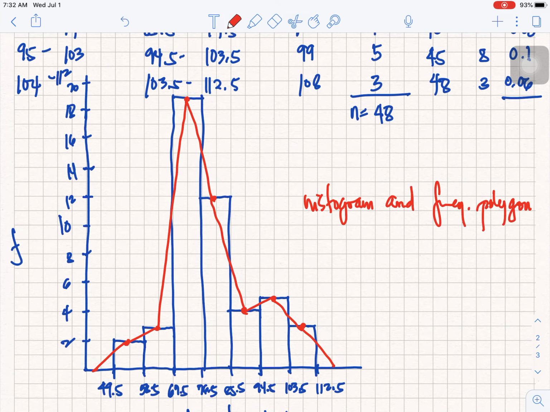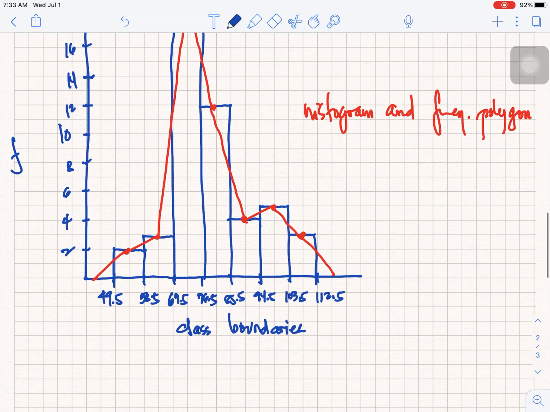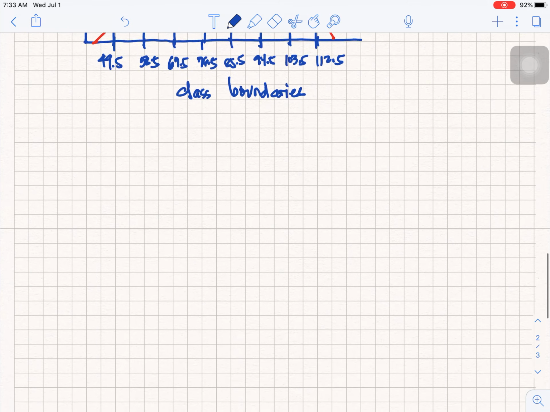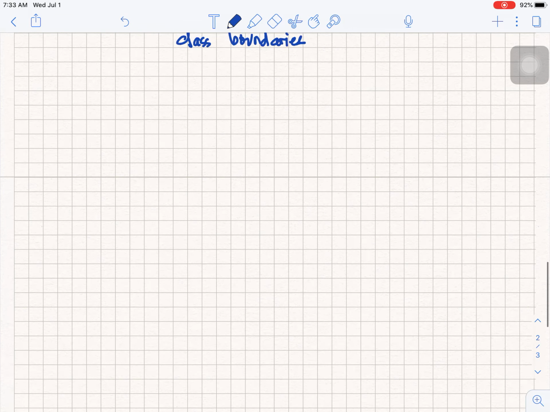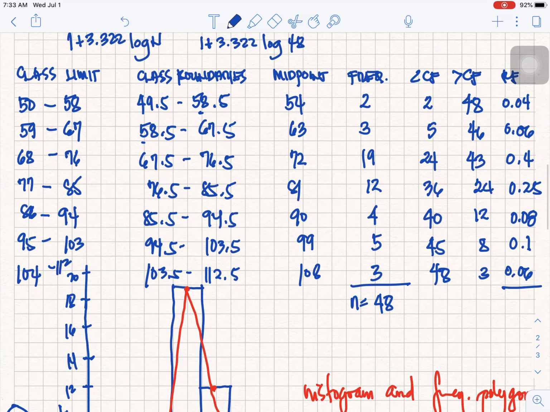Okay, so next, relative frequency polygon. Let me change this again. For the relative frequency polygon, the only difference is this one. This will be changed to relative frequency. So we have here our relative frequency. We have 0.0, 0.04. The lowest and the highest is 0.4.